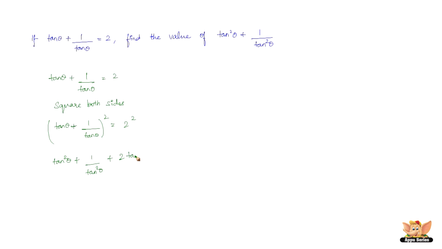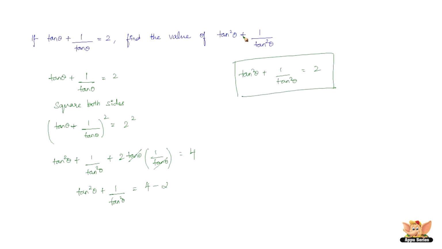2ab is nothing but, a is tan theta here, b is 1 by tan theta here. So 2 tan theta into 1 by tan theta, and the squaring of 2 gives us 4. So tan theta and tan theta get cancelled. So what we have here is tan square theta plus 1 by tan square theta plus 2 equals 4. The 2 here goes to the right hand side. So the plus 2 becomes negative 2, and therefore we have tan square theta plus 1 by tan square theta equals 4 minus 2, which is 2. So this is how we find the value of tan square theta plus 1 by tan square theta.